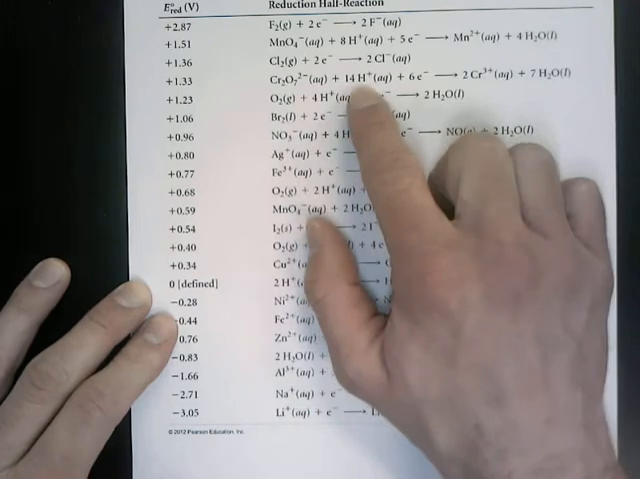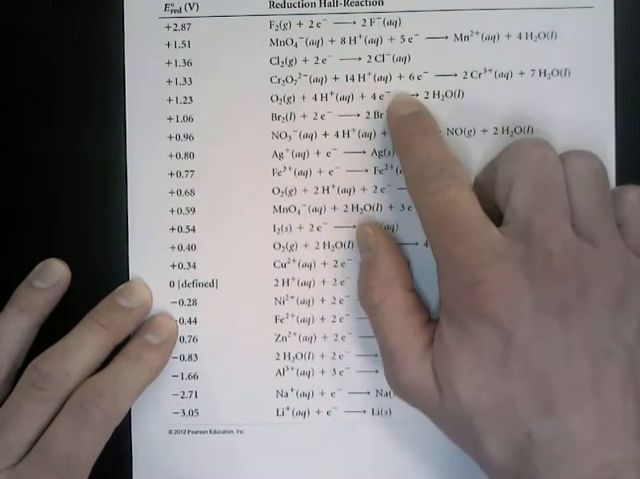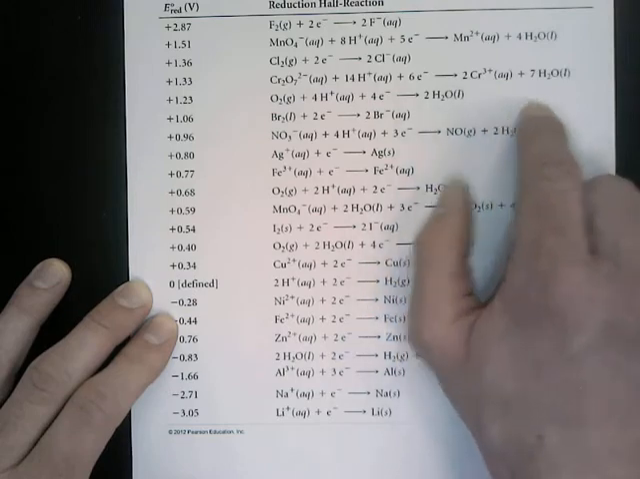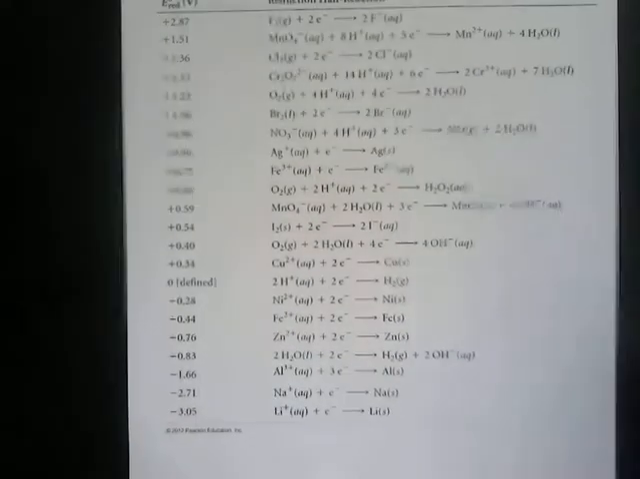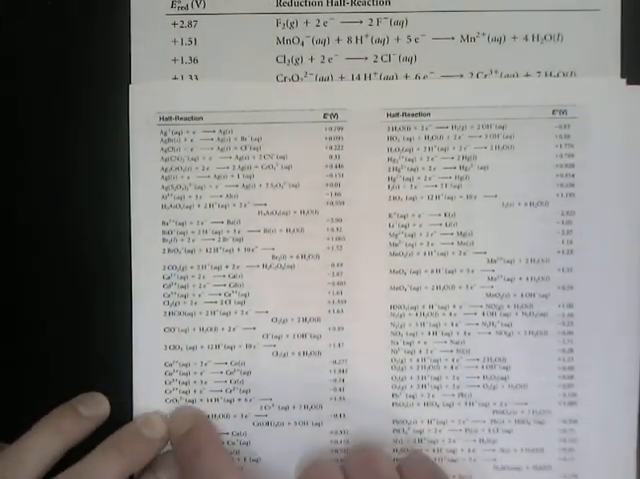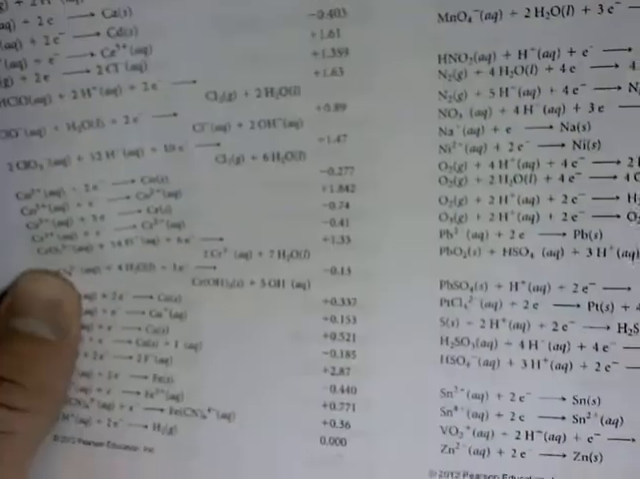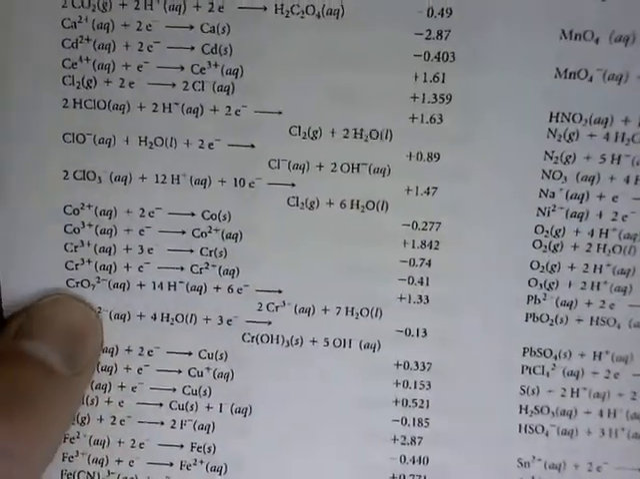Cr2O7 2 minus plus 14H plus plus 6 electrons yields 2 Cr3 plus plus 7 waters. On your periodic table packet, there is a mistake. If you notice this one right here, it says CrO7 2 minus. That is a mistake on your packet.